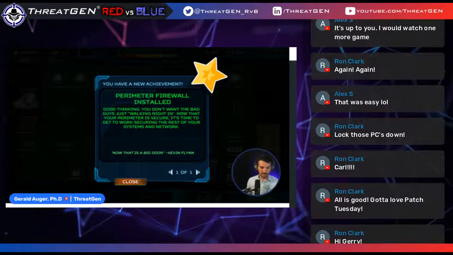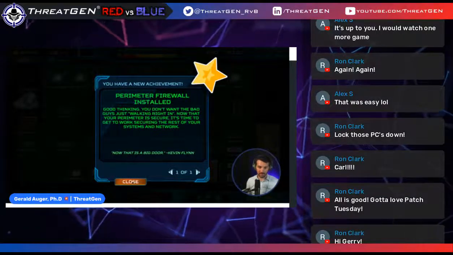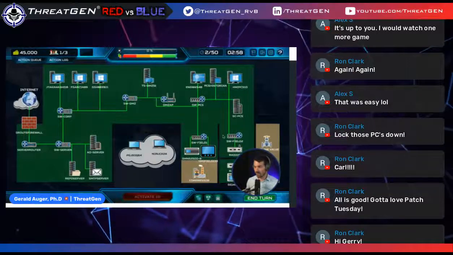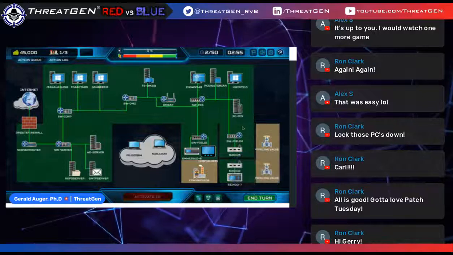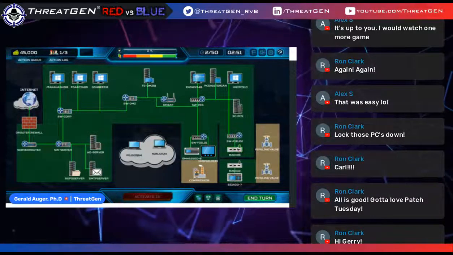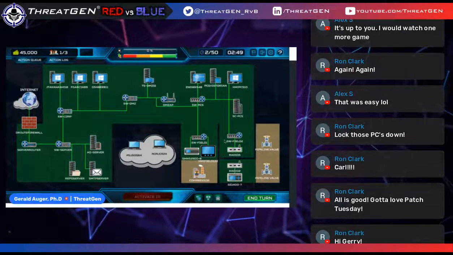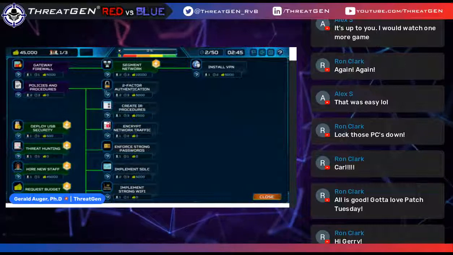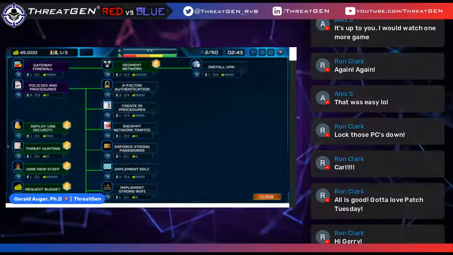Okay. All right, perimeter firewall installed. There we go. Okay, so I am just going to say I've played it twice, and we have had this section of our network get exploded twice. So that's not good. Let's get our 2FA. Oh gosh, it's still going to take a couple turns for that to unlock.